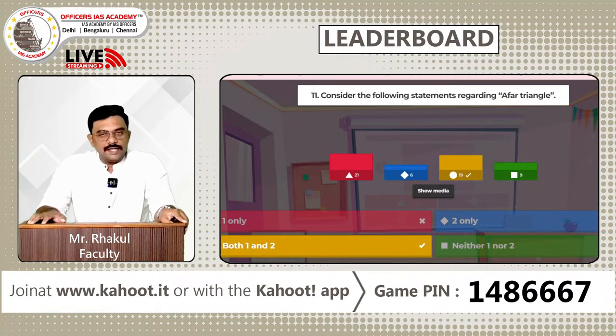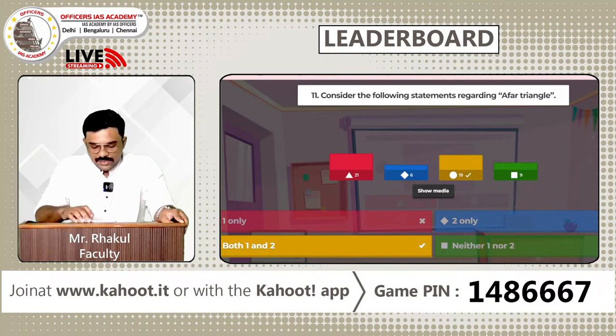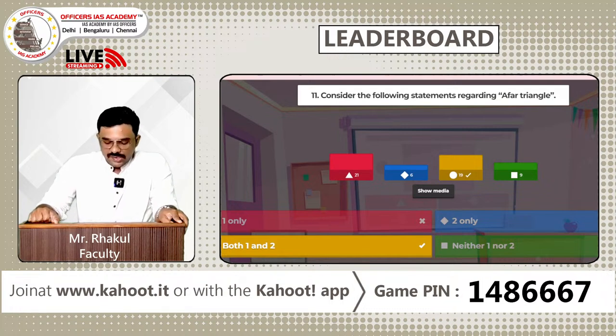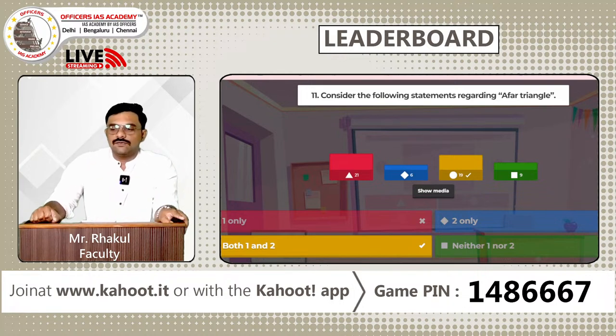Lake Asal is a saline lake and it is 155 meters below sea level, making it the third lowest point on the earth. So both the statements are correct. Here the question asks you to choose the incorrect answer. So C is the correct answer. Both 1 and 2 are incorrect. Option C is the answer for this question.